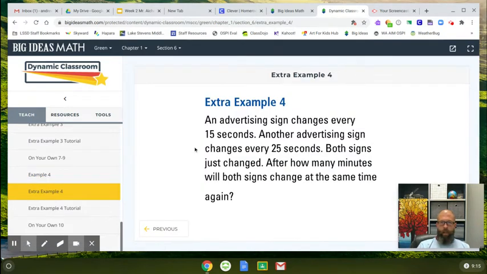So this says an advertising sign changes every 15 seconds. Another one changes every 25 seconds. Both signs just changed. After how many minutes will both signs change at the same time again? So again, I was like, oh man, how do I figure this out? Well, we're going to look at the least common multiple of both of these numbers. So go ahead and try that. Write down 15 and 25. Write down multiples of those.